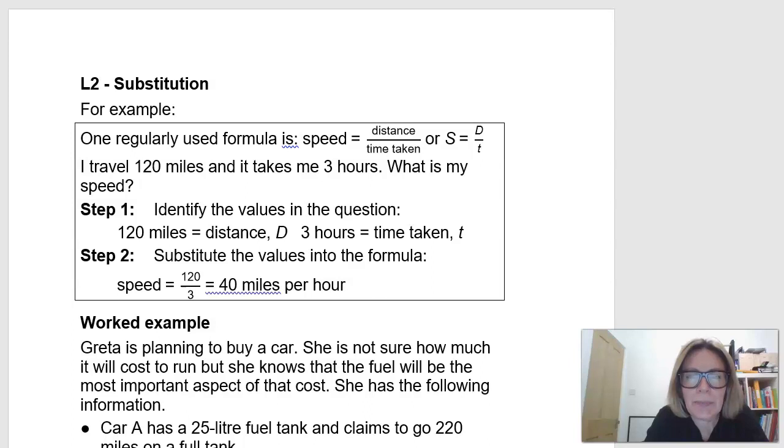Well, speed is calculated by taking the distance, 120 miles, and dividing it by the time taken. So here, that would be 120 divided by 3, and the answer is 40. So your speed is 40 miles per hour. Again, this sheet is on the VLE for if you want to print it off or have another look at it. Let's look at another example.